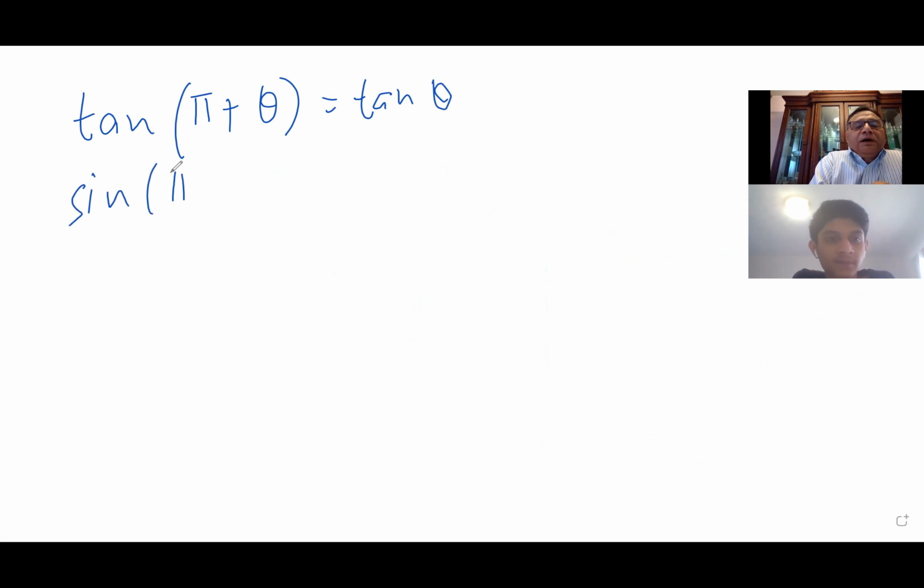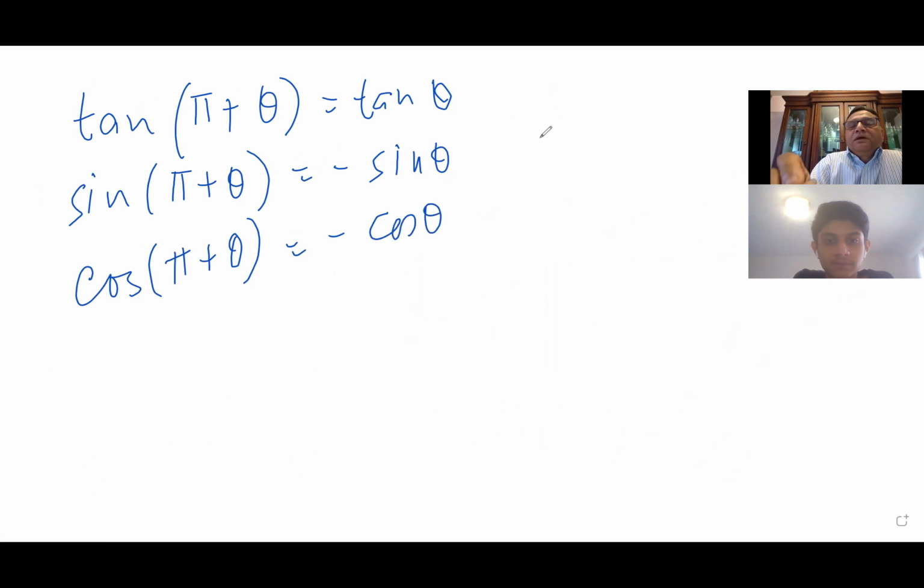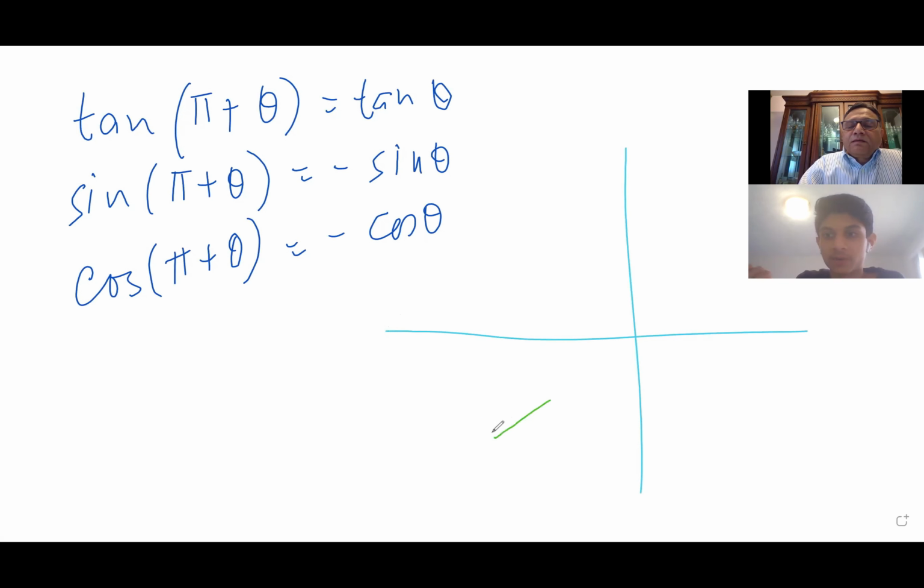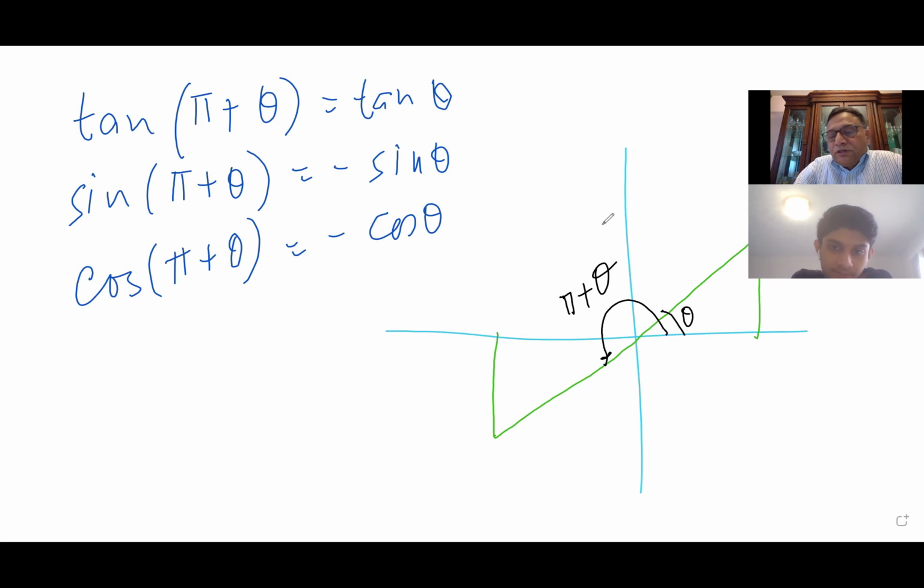Sine of pi plus theta will be minus sine theta, correct? And cos of pi plus theta will be minus cos theta, correct? Yes, sir. So we relate these identities back to the first quadrant where everything is positive, right, sir? Yes. I'm just marking with the same color. So we're talking about these two angles now. Do you see that? So in that case, we see these identities.